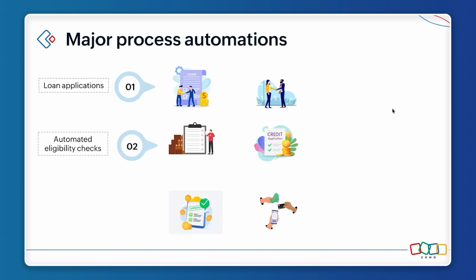All these processes are handled at the backend. We have automated the eligibility checks with our application. Once the eligibility check is done, it will go into the approval process. And once the loan application is approved, the loan amount will be disbursed to the client. So this is the first process in this loan and credit management process.